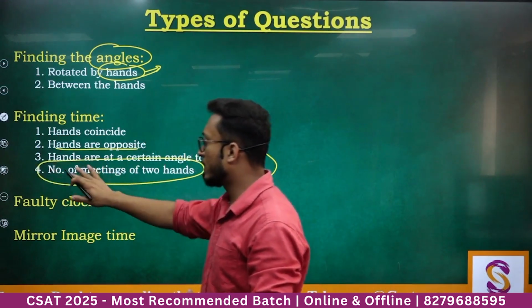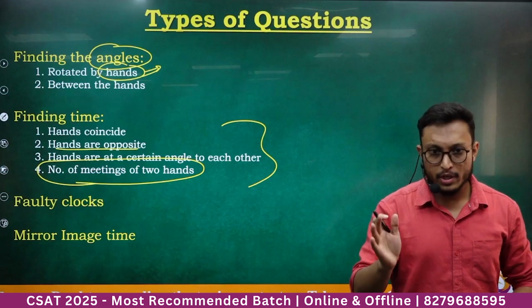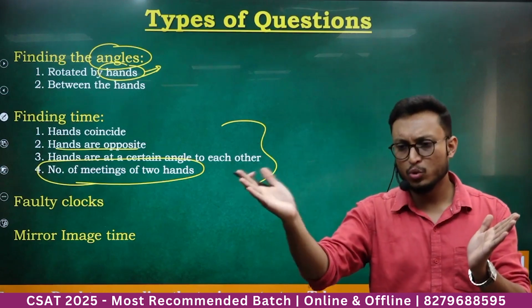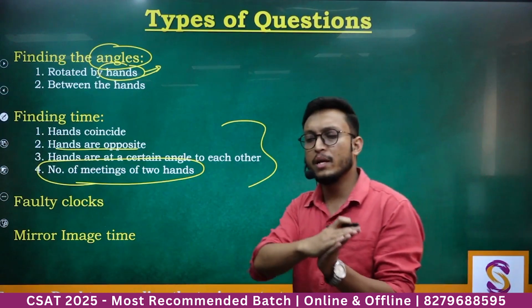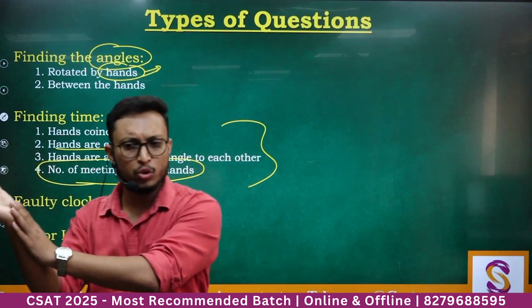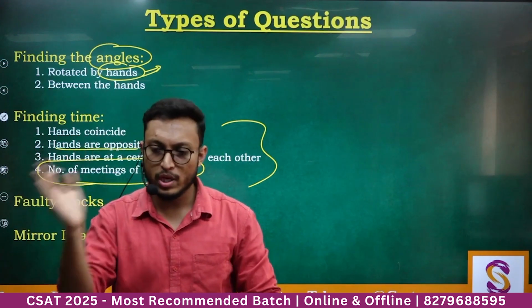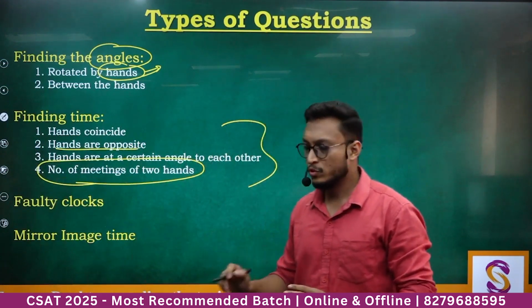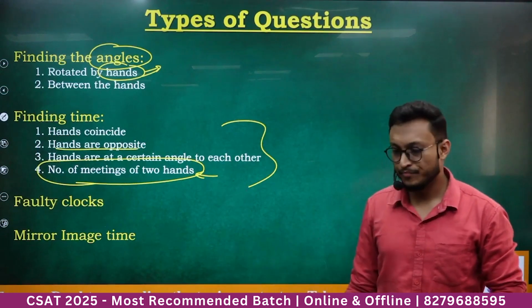One question from this had come. If you remember, from 10 to 1 or 2, the question was, if you go from 10 AM to 1 or 2 PM, how many times will both the hands of the clock coincide? So directly from here there was a question.